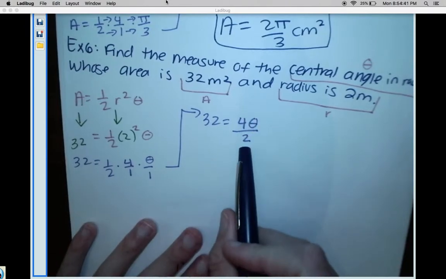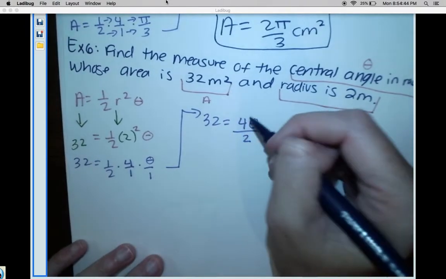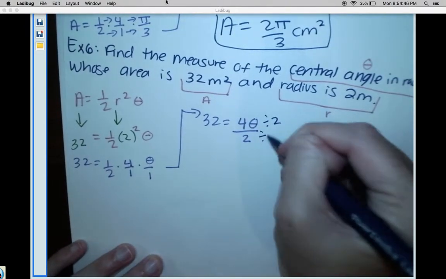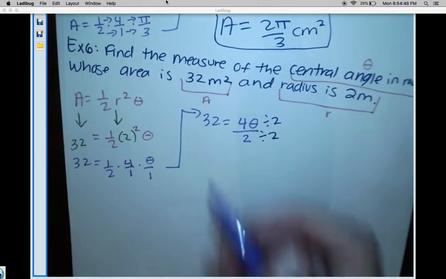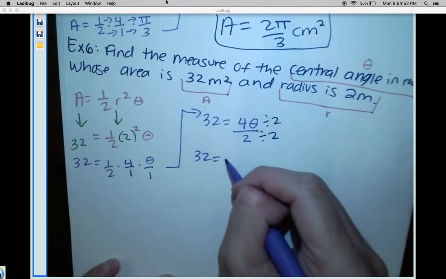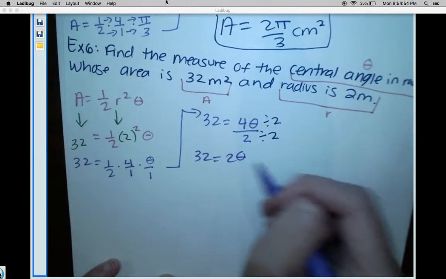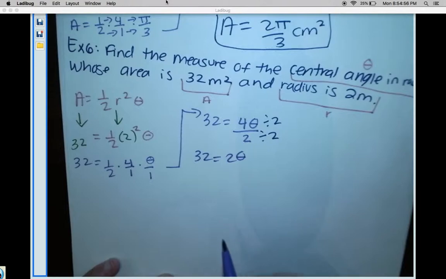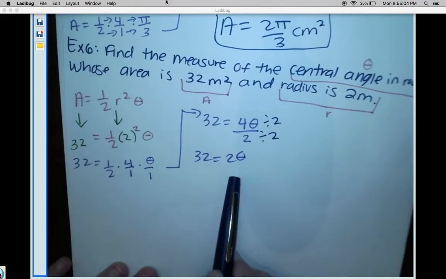So 4 over 2 will reduce down to 2. I'm going to divide both of these by 2. So we have 32 equals 4 theta divided by 2, which is 2 theta. 2 divided by 2 is 1, so I could write this over 1, but I'm just going to leave it as 2 theta. Lastly, I just need to move the 2 to the other side.